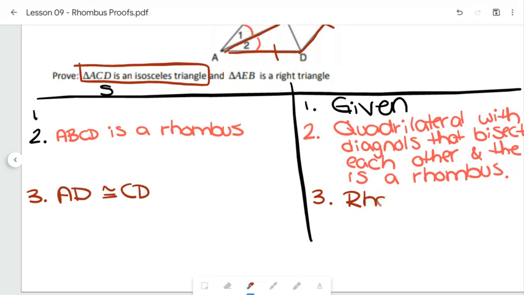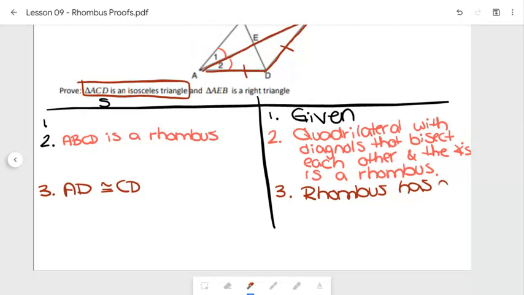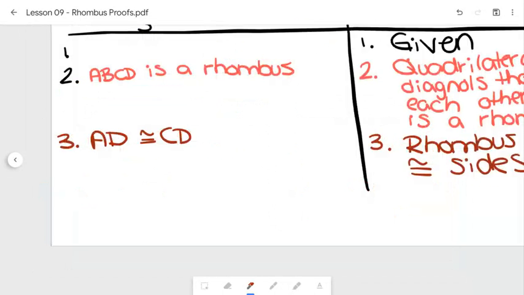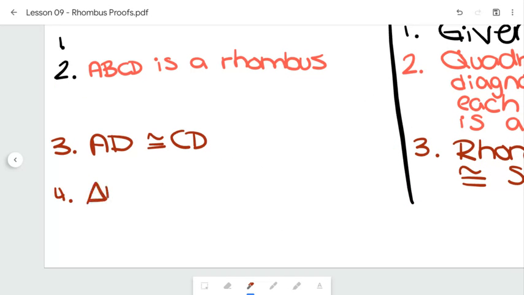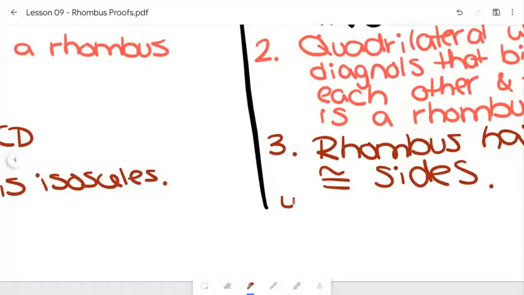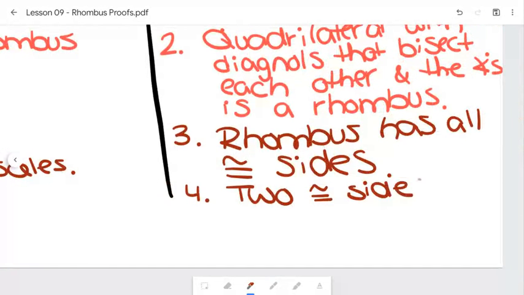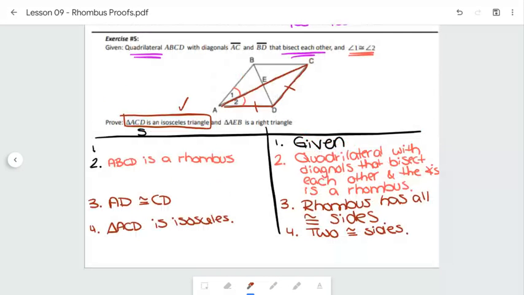Okay, a rhombus has all congruent sides. And then I could jump right in. Triangle ACD is isosceles, because it has two congruent sides, right? If you know a triangle has two congruent sides, it's got to be isosceles. So I'm already done with this part now. So 4 steps later, got that first part tackled.